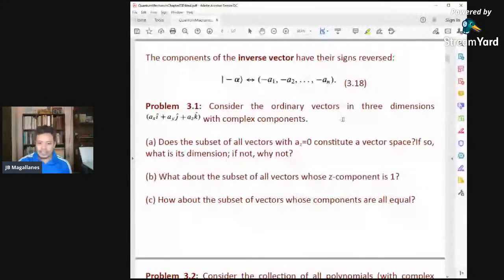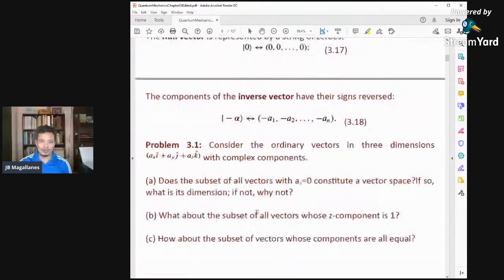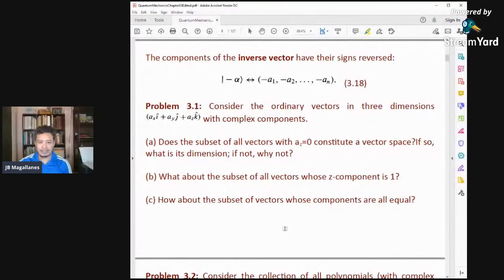The answer actually for A is yes, but you have to explore that. You can solve this on your own. How about the subset of all vectors whose component is 1? So is it a subset? So you can find out. Does it follow the addition rule or the multiplication rule? How about the subset whose components are all equal? Does it follow the rules of a vector space?